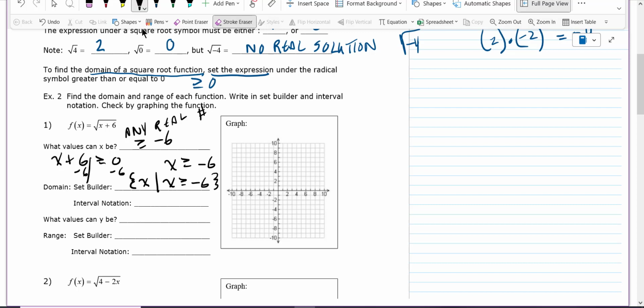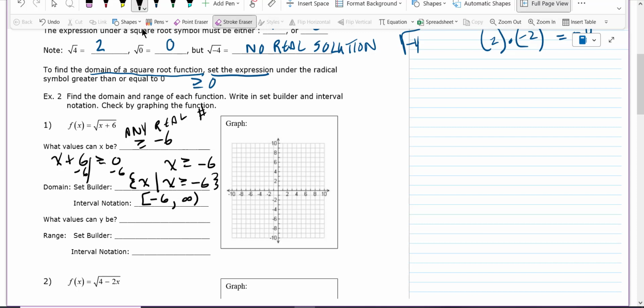Interval notation, of course, we've learned how to do that. That's going to go like this. We start at negative 6 with a bracket, and then it goes on forever to the right like that. So for greater than problems, the interval notation is always going to have the infinity on the right-hand side. All right, so that's what we got there. Are we okay so far?